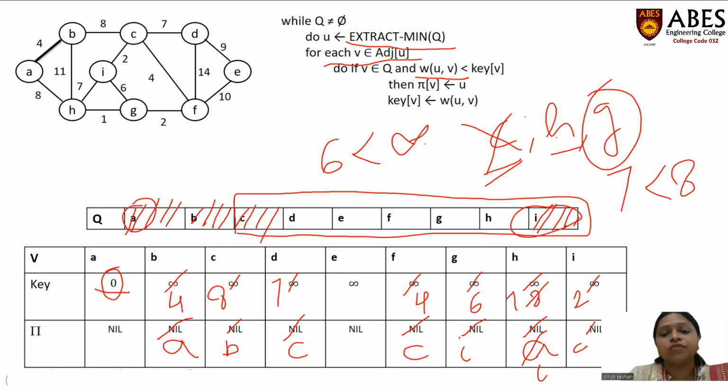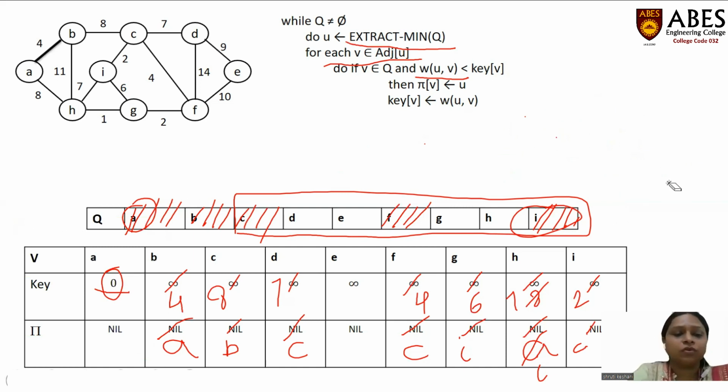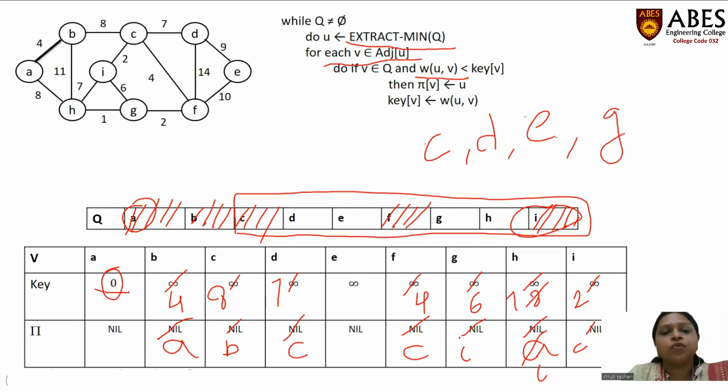Now again, we will check the remaining vertices for the least value. That is F. F is containing the value 4. We will consider this F here. Now check all the vertices which are adjacent to F. F is containing C, D, E and G. 4 vertices are adjacent to F. C is not part of your Q, so we will not consider this one.